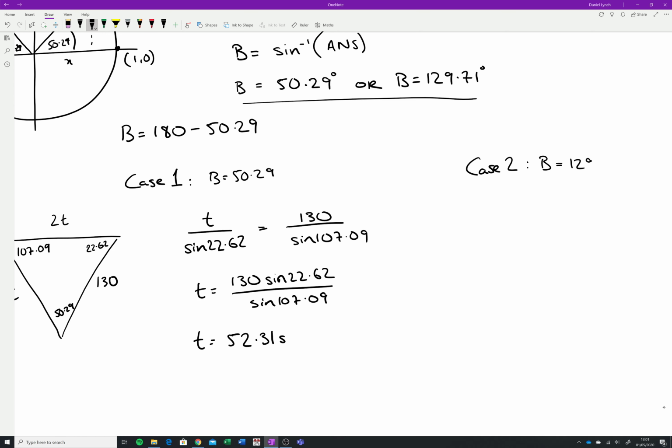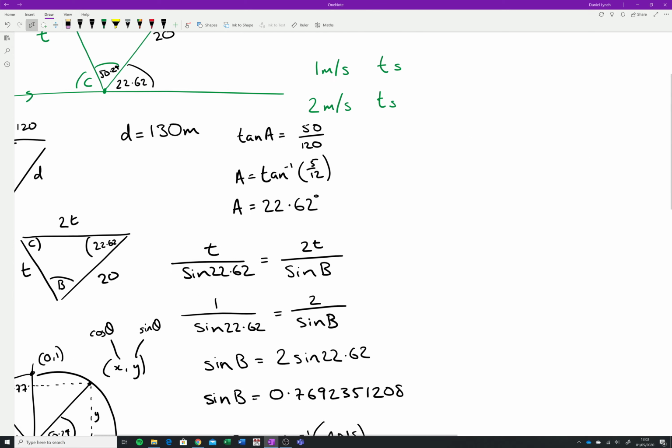is 129.71 degrees. Okay, we'll draw in our triangle, very much not to scale, 22.62, 129.71, but it doesn't matter, 2t, that's still 130. So again, we go get what the angle is here, 180 minus 129.71 minus 22.62 is 27.67.